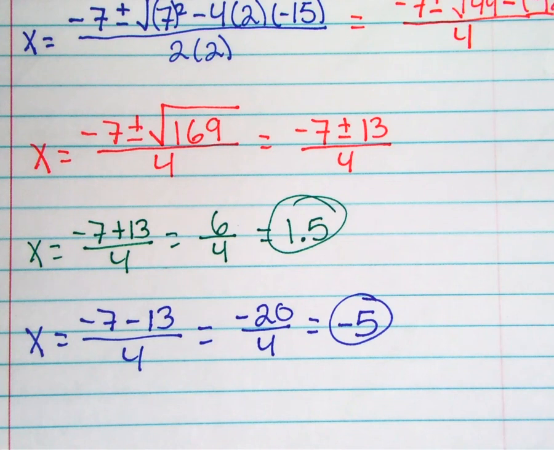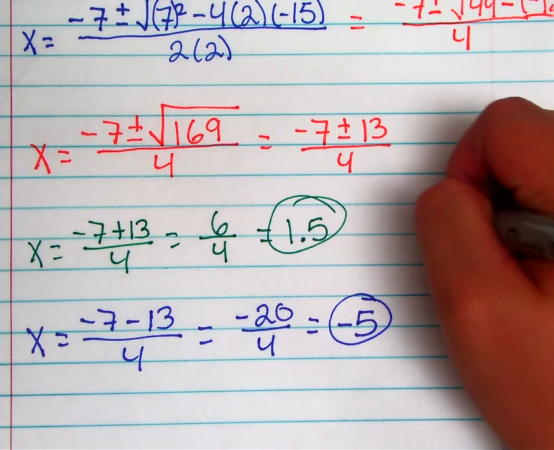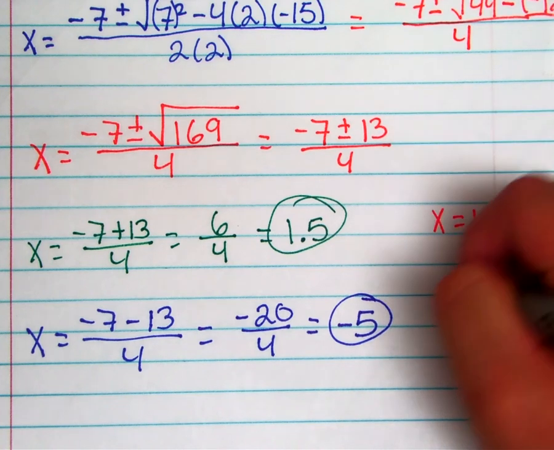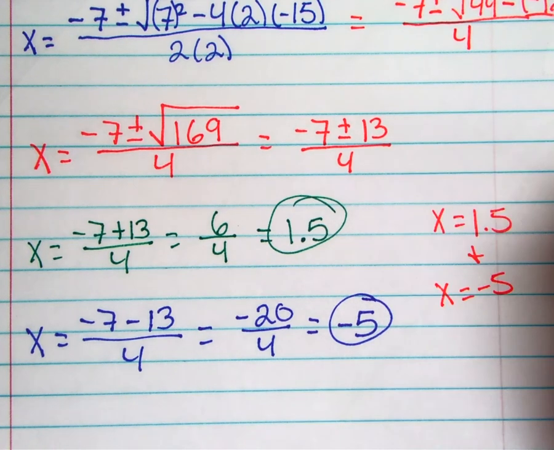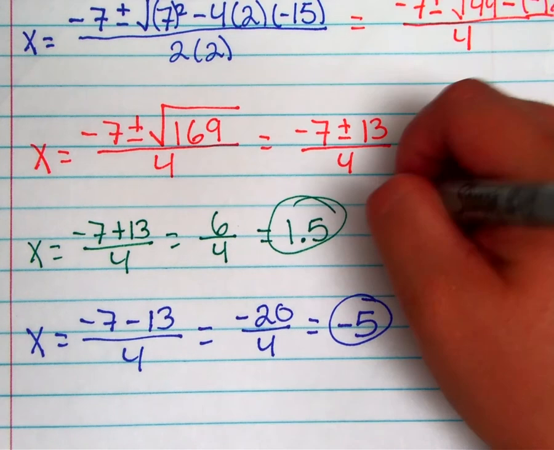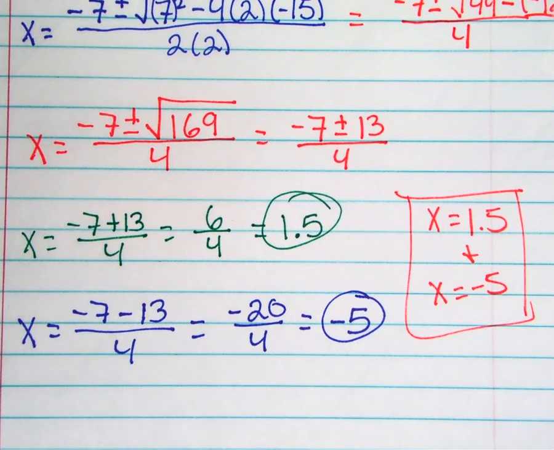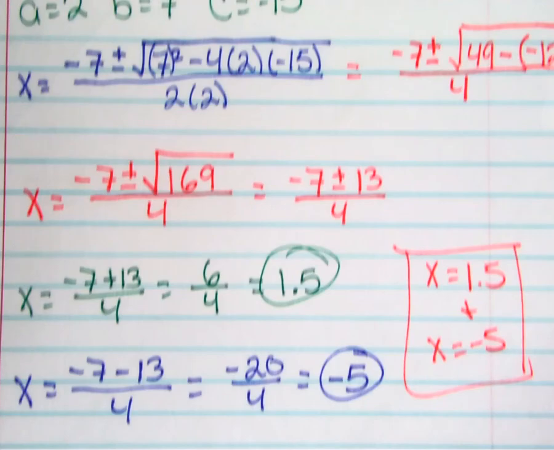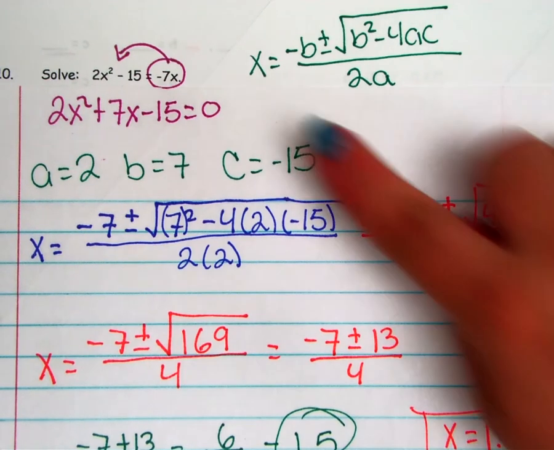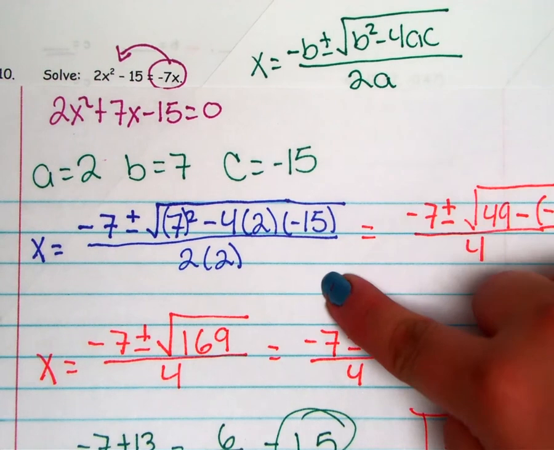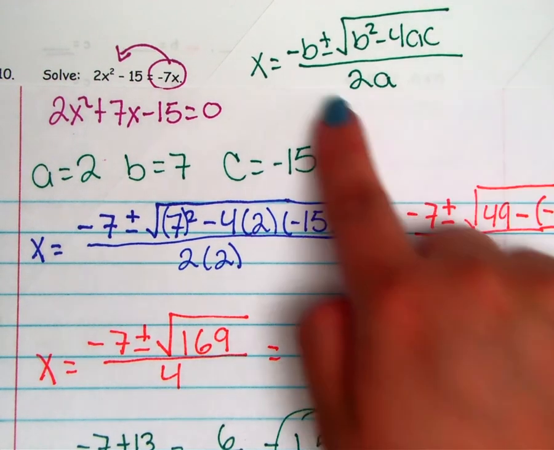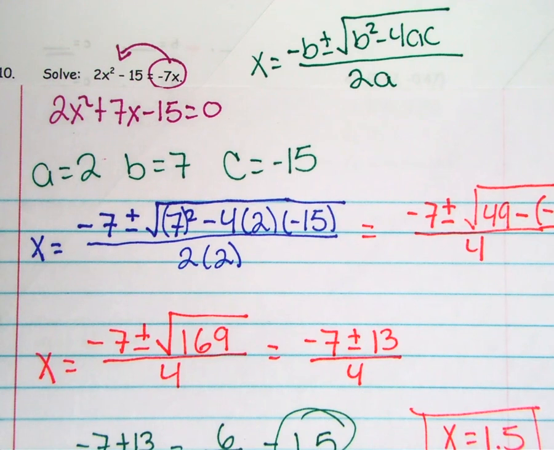So when you write your answers, you can write it several ways. You could either write x is equal to 1.5 and x is equal to negative 5, or you could write it as an ordered pair, 1.5 comma 0 or negative 5 comma 0. So that's how you use it. Like I said, the main focus is just getting from the actual equation into the quadratic formula. And this formula is given to you on the state exam and on your test.